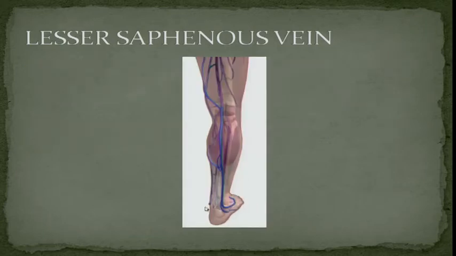So this was the medial malleolus. This is the lateral malleolus. Coming from the lateral malleolus, running in the middle of the calf, this particular vein, which is the lesser saphenous vein, goes and drains into the popliteal vein at or immediately above the knee joint. Any questions regarding anatomy so far? Okay.